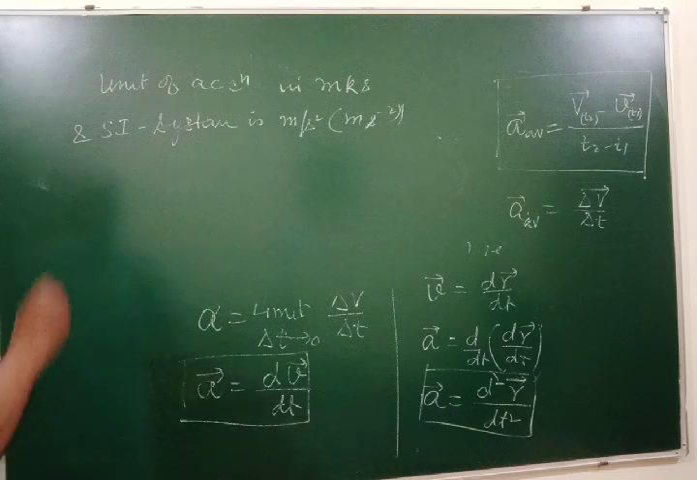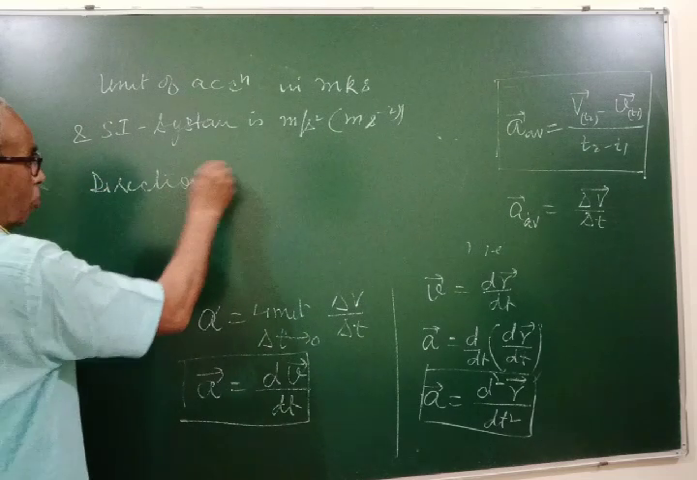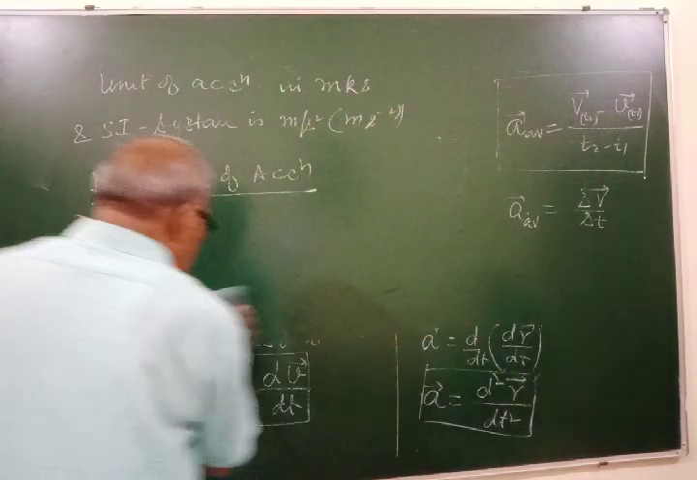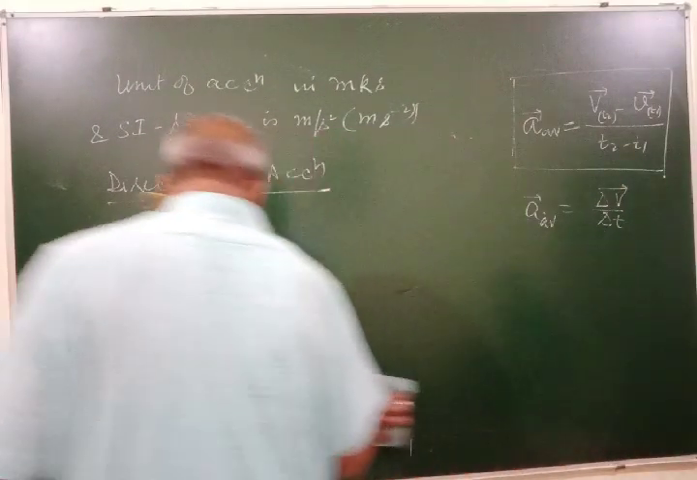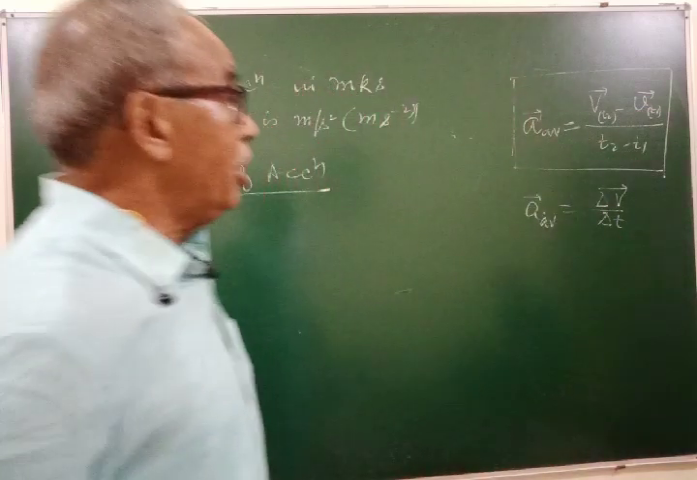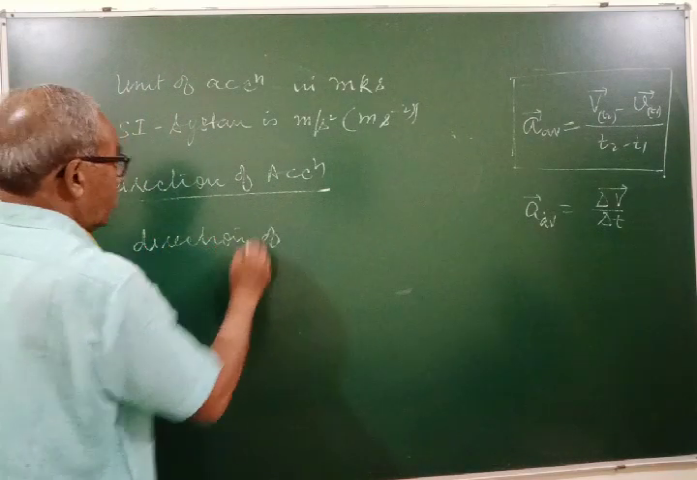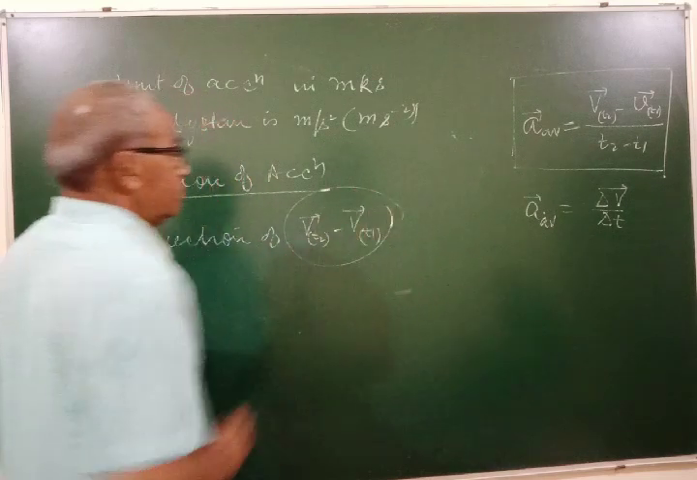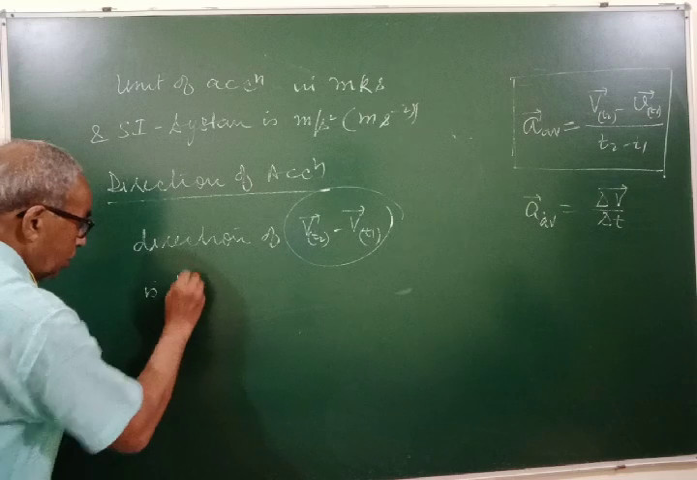But what is important here? Acceleration, I have marked, is a vector quantity. Direction of acceleration. Here there is a lot of confusion. How to tell direction of acceleration? Students say in the direction of motion of the body. No, not at all. It is not necessary that acceleration will have the direction of velocity in which it is moving. Actually, A average is V2 minus V1, change in velocity per unit time. So the direction of V(t2) minus V(t1) will come out as a vector. Difference of two vectors is again a vector. So direction of V(t2) minus V(t1) is the direction of acceleration.